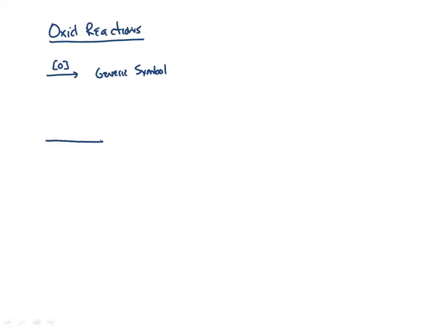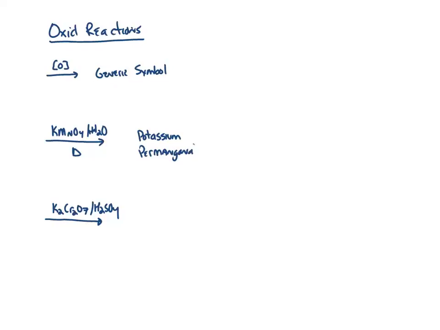So we'll find that sometimes we see it as potassium permanganate and water, and we simply heat it up. You might see it as chromic acid, Cr2O7, and sulfuric acid mixture. So this is potassium permanganate. Have you guys seen that already? Yeah, so you've already done an oxidation reaction, right? This is chromic acid.